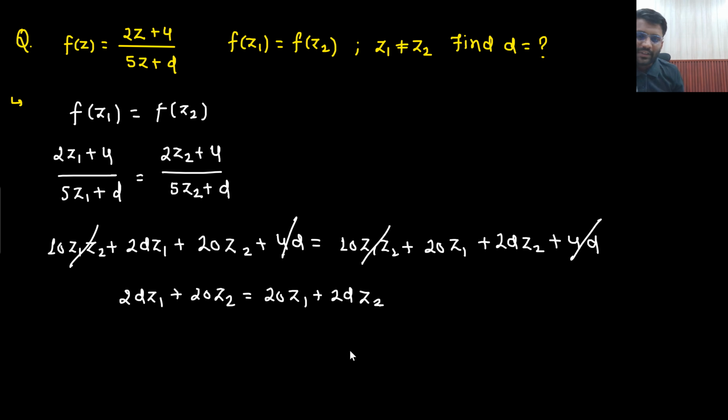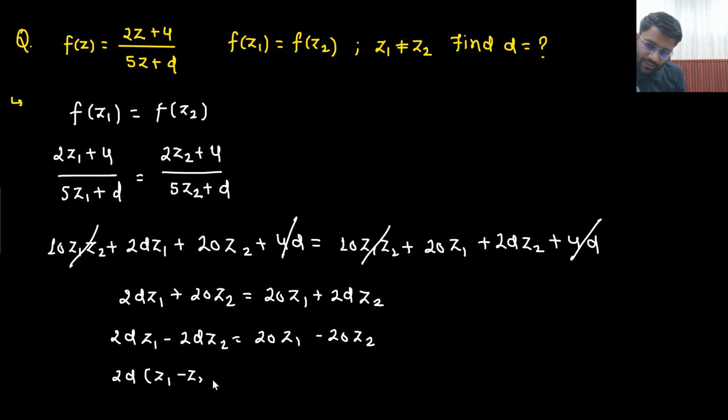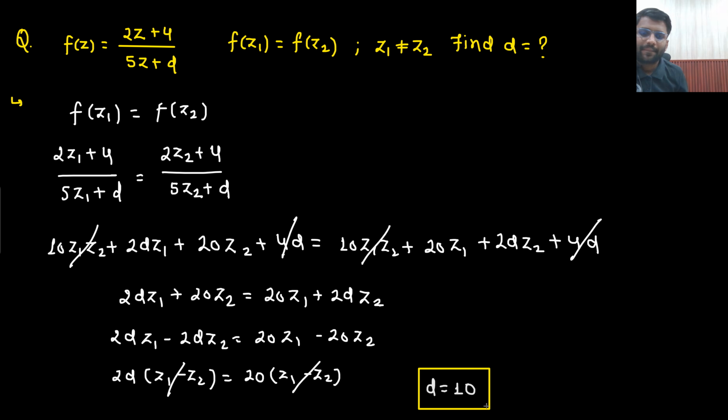Yeah. So what I will do is I will take this 2d z1 minus 2d z2 would be equal to 20 z1 minus 20 z2. So 2d you take outside, z1 minus z2 would be equal to 20 z1 minus z2. This and this getting cancelled out. D equals 10 you are getting. Understandable? Okay. So D equals 10 we get.